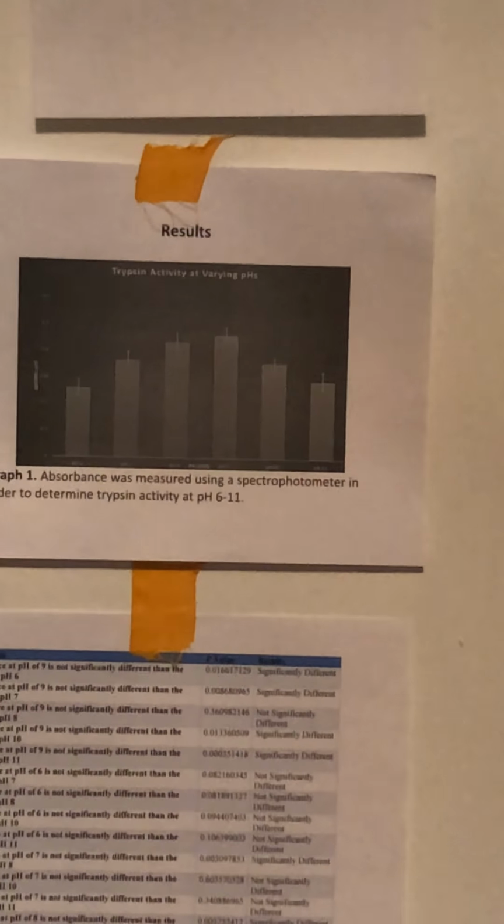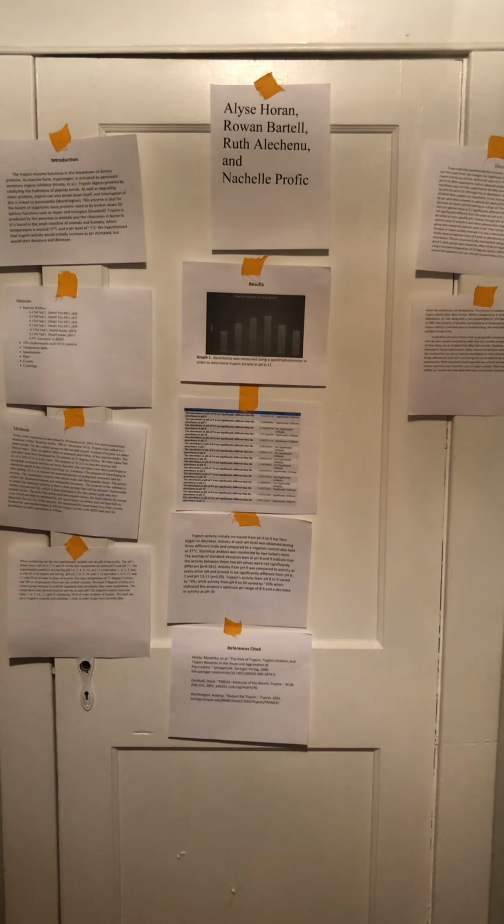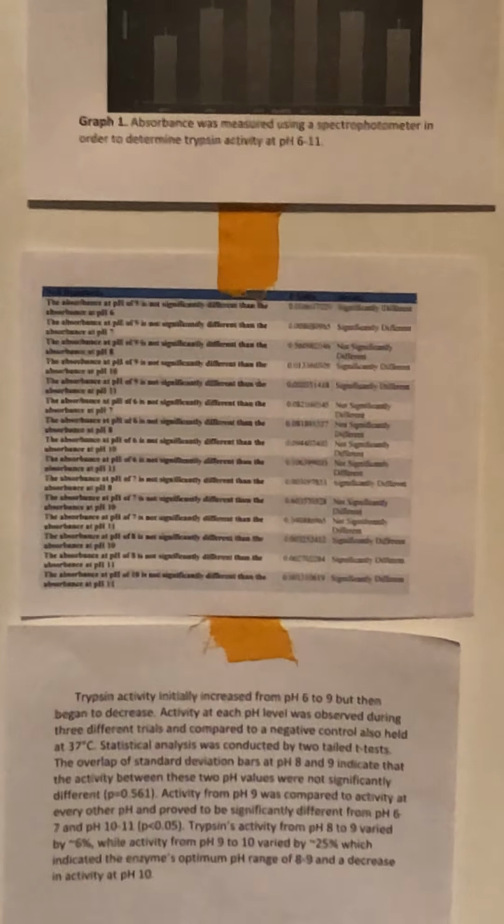Statistical analysis was conducted by a two-tailed t-test. The overlap of standard deviation bars at pHs 8 and 9 indicates that the activity between these two values was not significantly different. Through the other values, you can see that from 6 to 7 and 10 through 11, the data is significantly different, with p-values of less than 0.05.